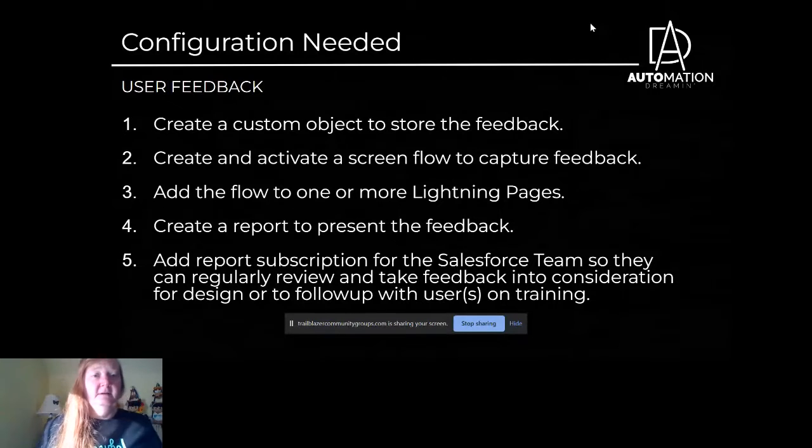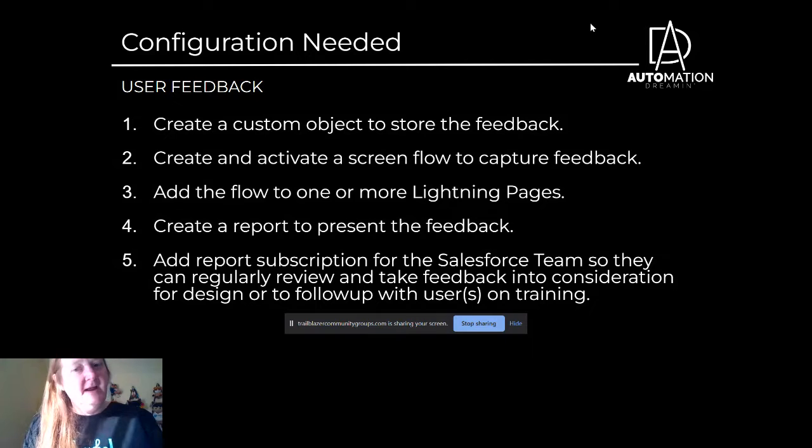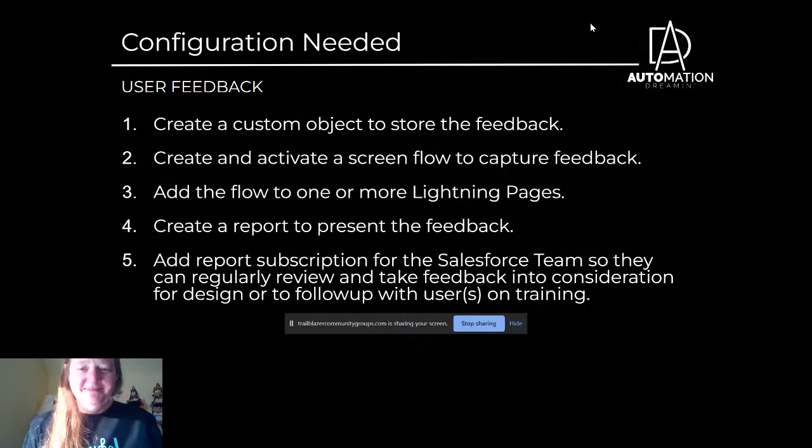To do this, we're going to need to create a custom object to store that feedback. We're going to have a screen flow that we create and activate that captures the feedback. We're going to add that flow to one or more Lightning pages. We're going to create a report, and we're going to add a report subscription. I'm going to walk through these steps through the slides and then do a demo afterwards, just because I know the nature of the demos don't always cooperate when you're doing them live.